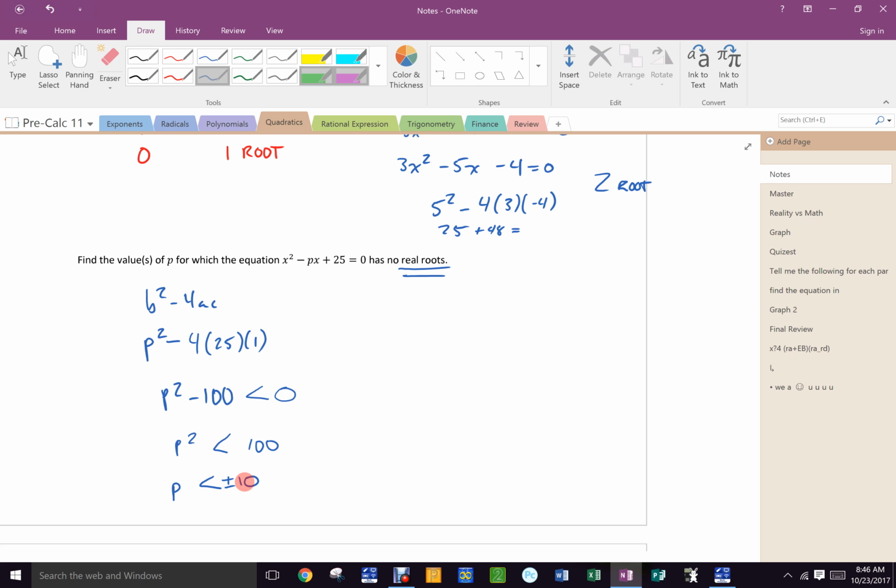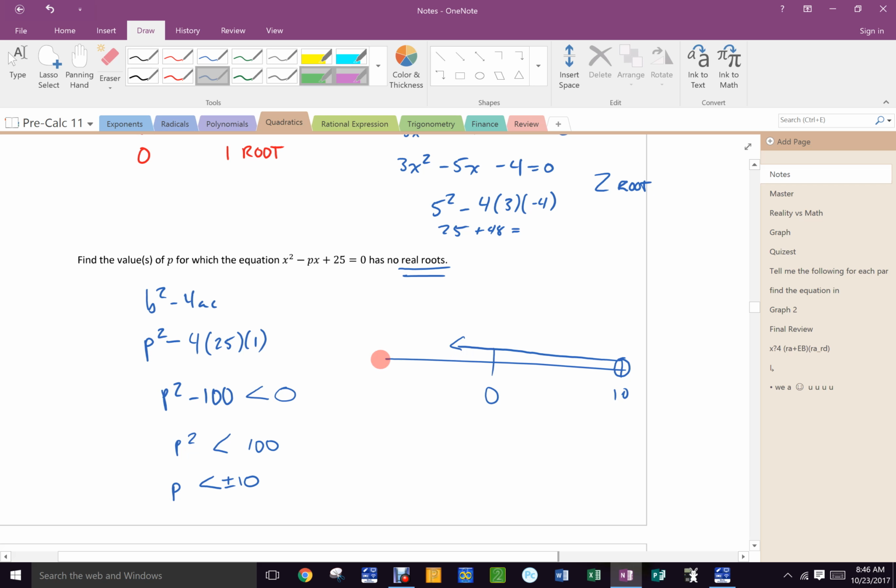Now, what happens at negative 10? If P is negative 10, then this becomes positive 100, doesn't it? So less than 10 is great. Here's my number line. There's 0. There's 10. I can't use 10, can I? So think back to grade 9. How would I put that on a graph? I can't use 10, so it's an open circle, yes? And we know that it's less than 10, agreed?